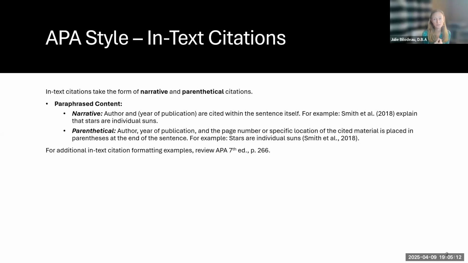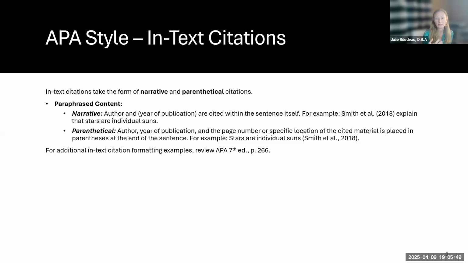Now, could you find an exception to that rule where you say at the beginning of the sentence, Smith et al. 2018 explain that stars are individual suns, and then continue that sentence with a second part that is then supported by a separate citation that you put in the parenthetical citation? Yes, that is not a typical way that things are going to occur, but that could be an exception. Generally, if you're citing information from one source, you're choosing parenthetical or narrative. So keep that in mind.